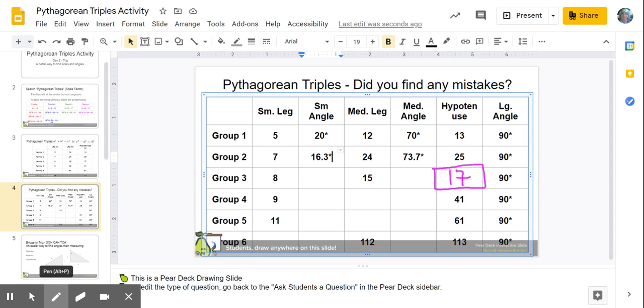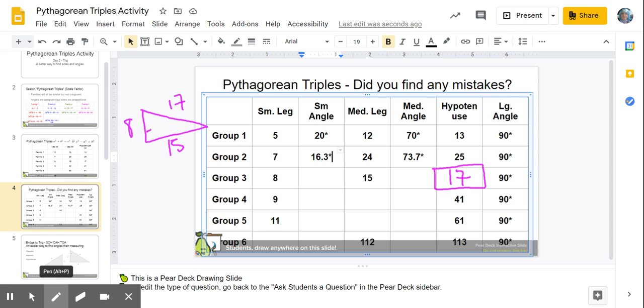Decimals add to 1, so the ones have to add to 9. Double check it in your calculator. I like your mental math and I like your reasoning. Just double check it. So let's see if we draw this triangle. I've got 8, 15, 17.